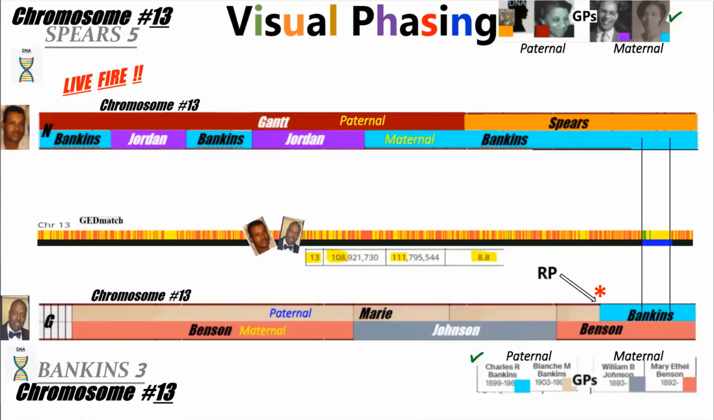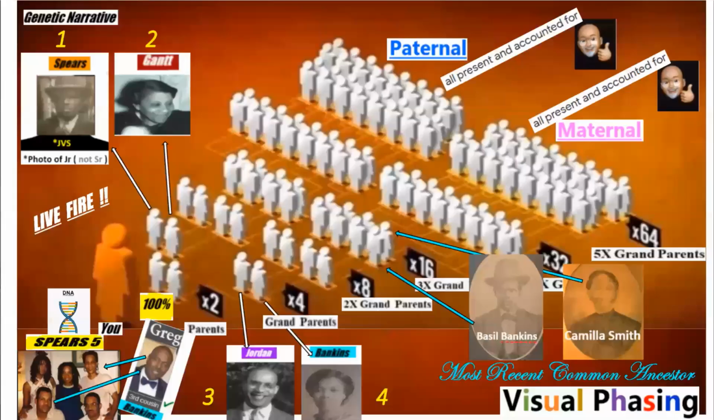Yes, there is a recombination point from Greg's grandmother, Marie, but that's happening in the neighborhood. It's not directly impacting where all this activity is happening. But there is one thing that we know when we're looking at Greg. Greg being the third cousin, his DNA is going from my mother to her mother, back to the most recent common ancestors of Basil Bankins and Camilla Smith. That's a fact that we know.